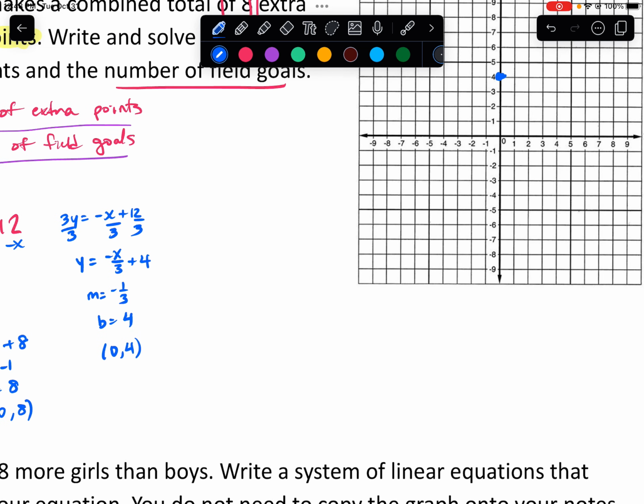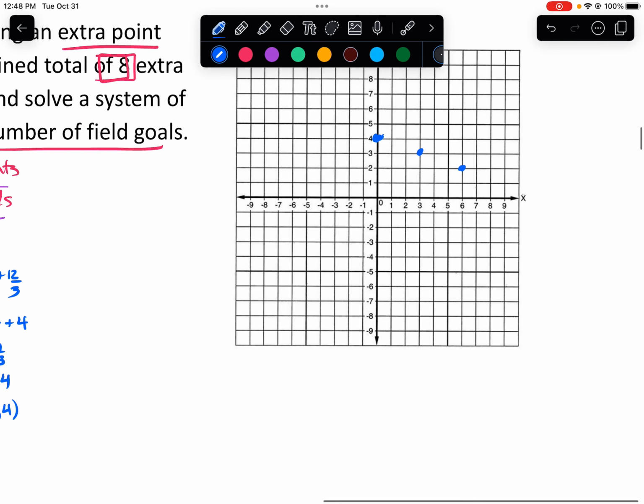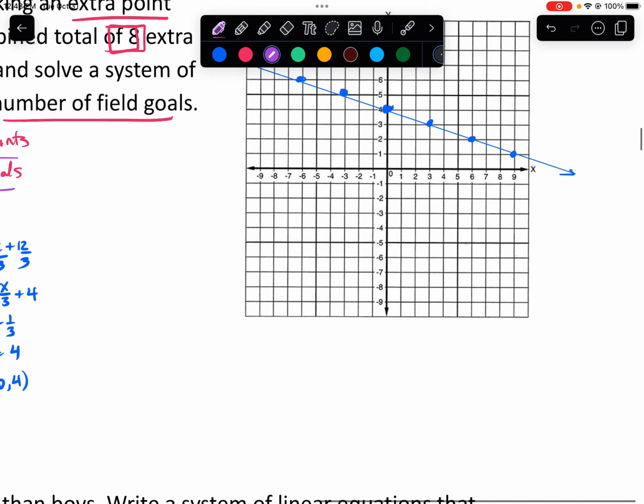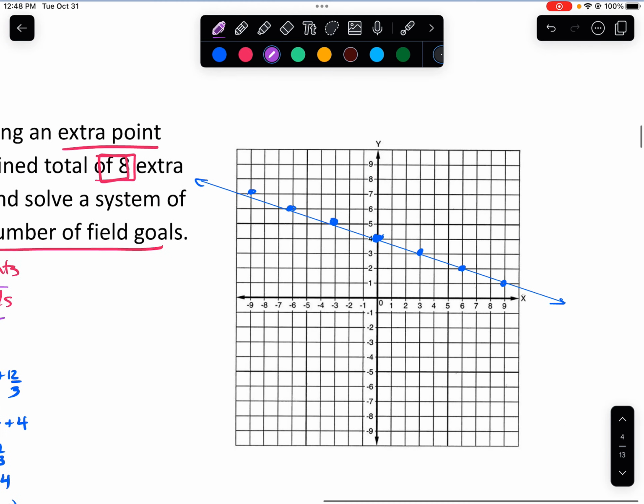All right, now let's graph both of these lines. 0, 4. My slope is negative 1 over 3. So your graph should kind of look like this. And then my other graph, 0, 8. And what is my slope? Negative 1. So I go down 1 over 1. Looks like they cross right there.